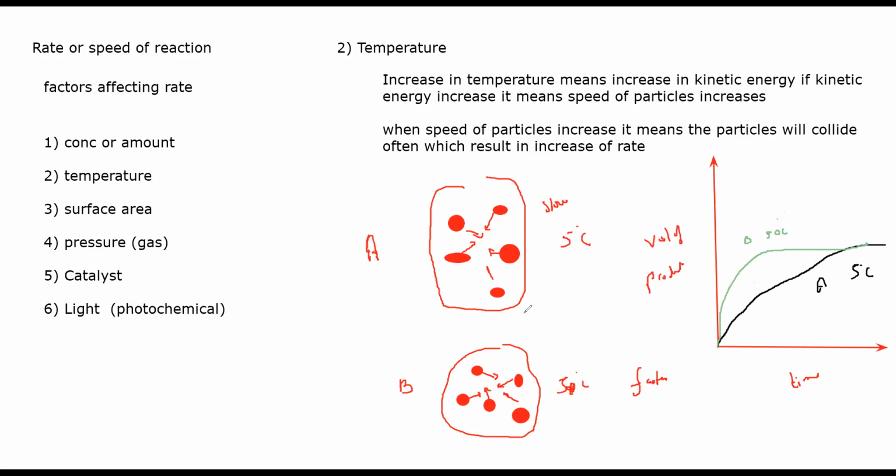Why is the amount of product not changing? Because you have the same amount of reactant in both experiments. The amount of product depends on the amount of reactant used, but the speed of the reaction is affected by temperature as well. Is it clear, this concept of how temperature affects the speed or the rate of the chemical reaction? Any doubt in this?